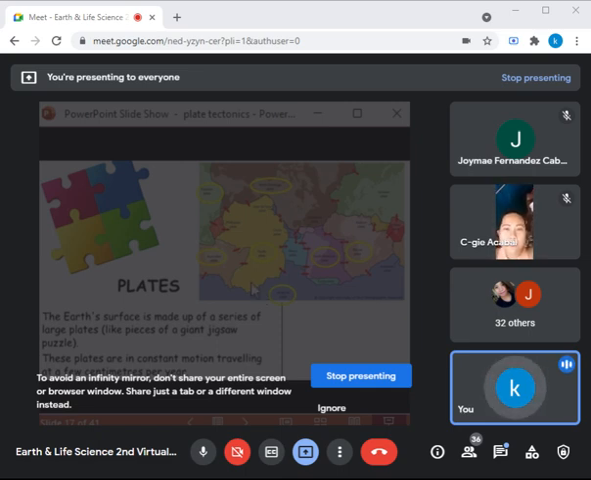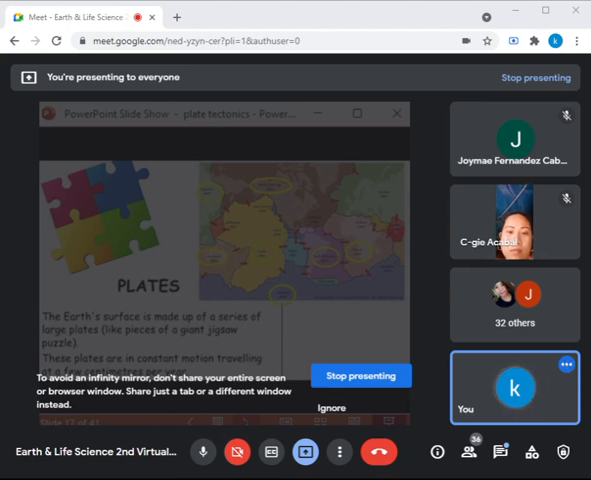So, makita ninyo diha, no? Na ang atuang crust or ang atuang lithosphere is made up of cracks. Na ay crack ang atuang crust. Okay, naana siya'y liki diha. Right? Just like a jigsaw puzzle. Nga kung imuha siyang i-connect, mura jud siya og puzzle.